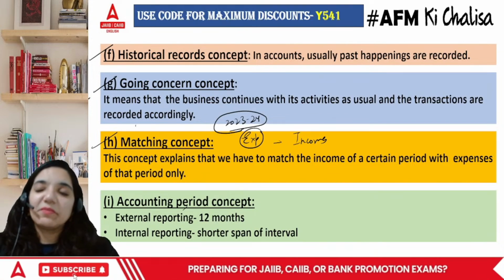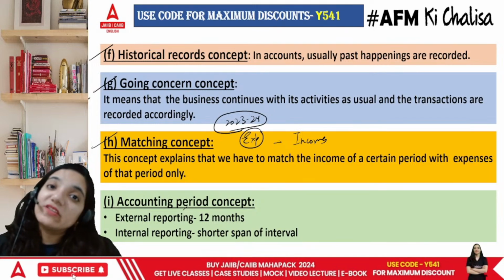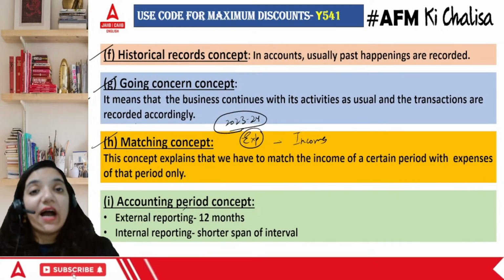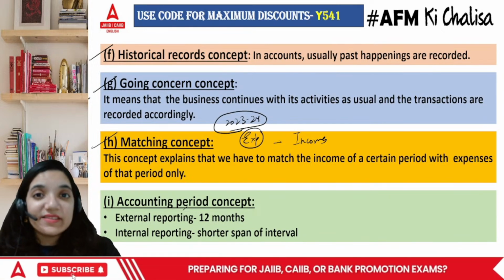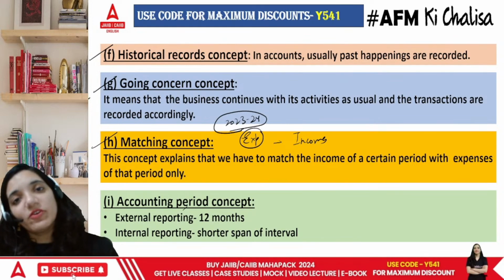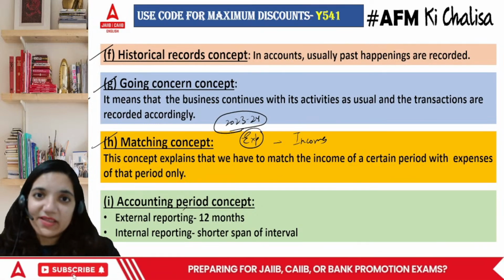I cannot say that this year I think I earned 10 lakh rupees, but out of this 5 lakh is for the previous year. So this is not my exact amount of profit I earned during this year. Half of the profit is for the previous year and half is for the current year. So that doesn't make sense.